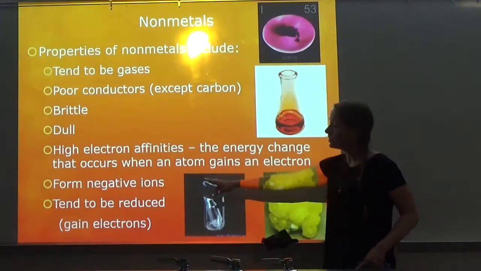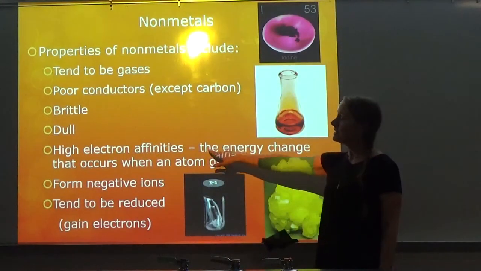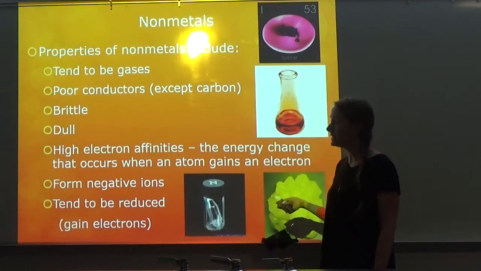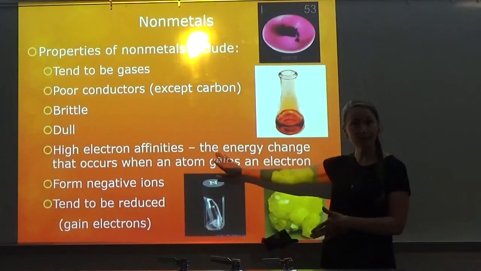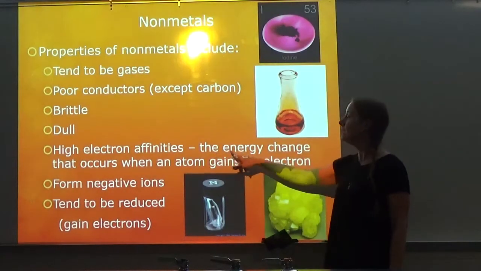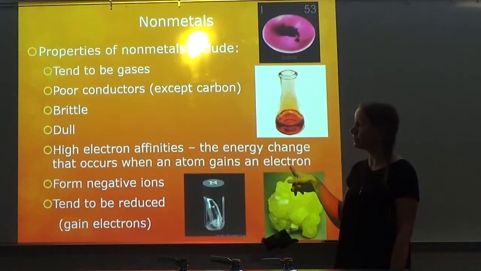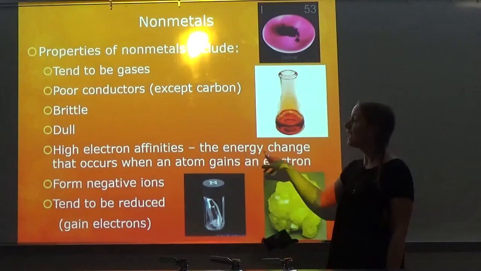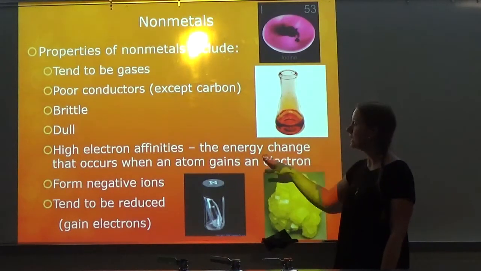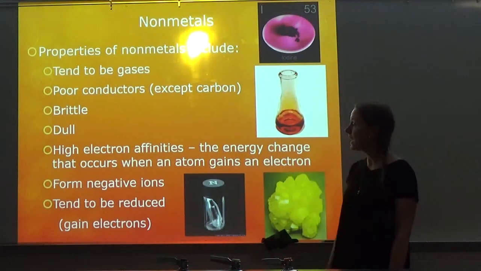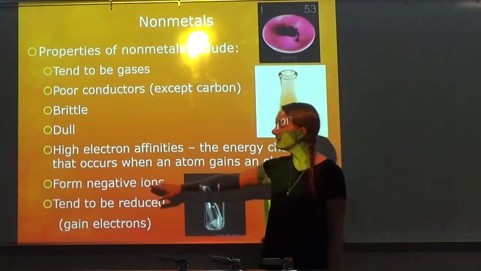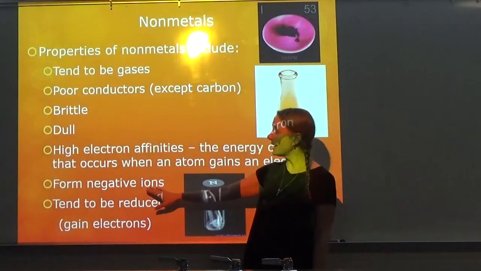And then here are the three that kind of go together. So they tend to have high electron affinity. So again, in section 6.3, I will talk about electron affinity, but it's the energy change that occurs when an atom gains an electron. All right, so it has a high electron affinity. So the energy change that occurs when an atom gains electrons, because they tend to gain electrons. They form the negative ions.